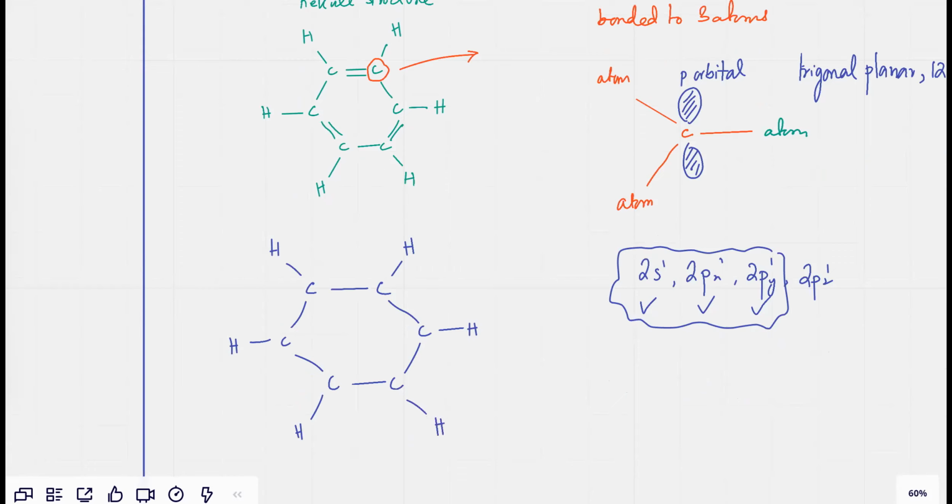So each carbon atom has this fourth orbital, which isn't really doing much. The other 3 electrons are all engaged in bonding. They're all busy. They've been pulled by 3 different atoms. So all the carbon atoms are identical, right?